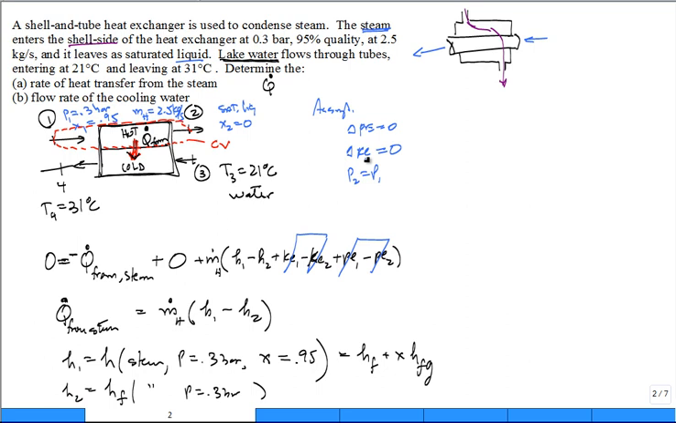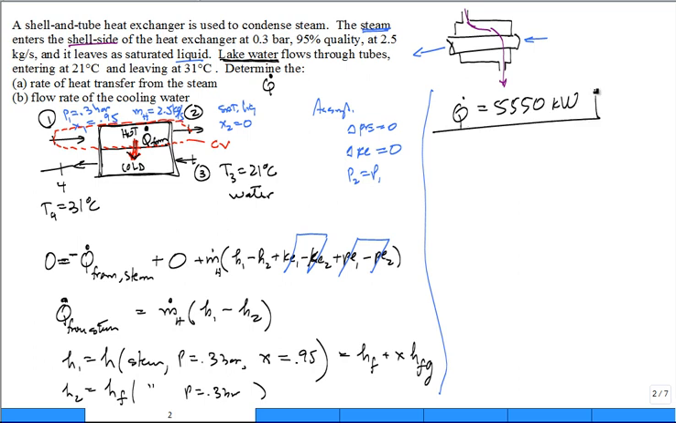All right. So you can calculate. I'm going to run out of space, so I think you can chase those numbers, and you can calculate that this is 5550 kilowatts. That's from the steam. Maybe I want to continue to add that subscript from the steam.